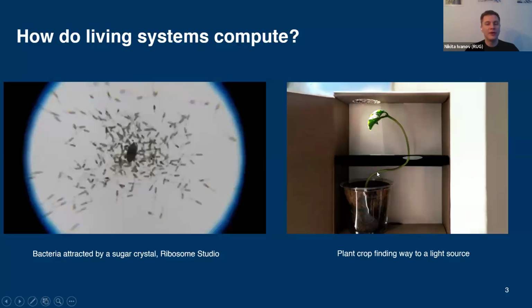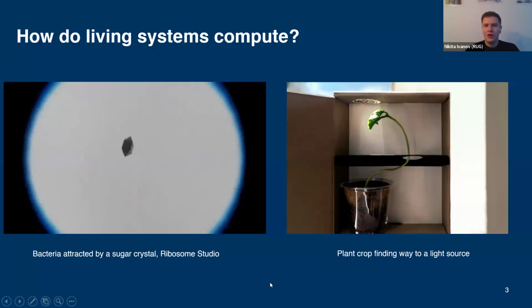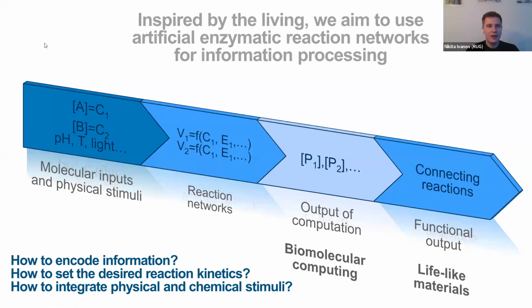Plants, we all know, can find the way towards light in very complicated environments. So as chemists, we are very inspired by this, and we would really like to create chemical systems that have these abilities of living systems: to sense, to integrate various stimuli, and to take decisions that are based on the signals from the environment. So how do we do that?